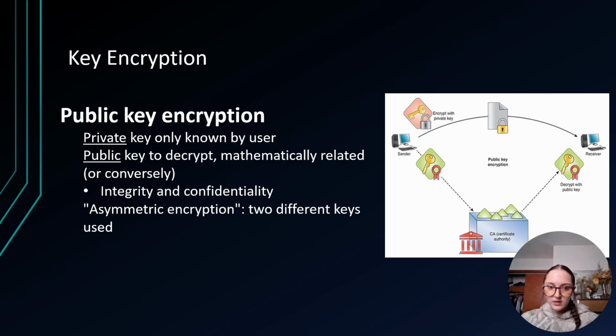And the second type of key encryption is public key encryption, and this uses a private key known only by the user and a public key to decrypt it, which is often mathematically related. Or you could also have a public key to encrypt it and a private key to decrypt it. And public key encryption ensures integrity and confidentiality, and it's also known as asymmetric encryption because you're using two different keys.